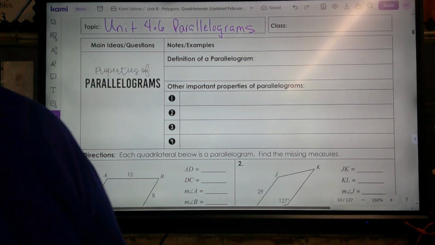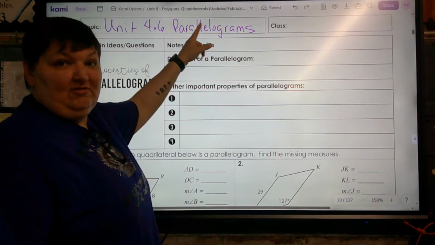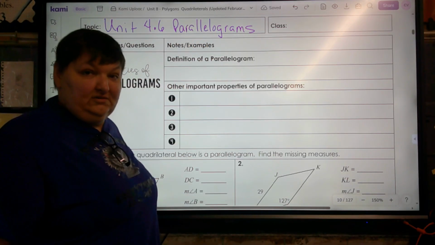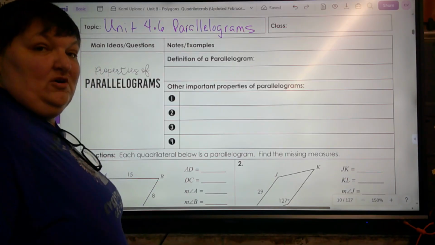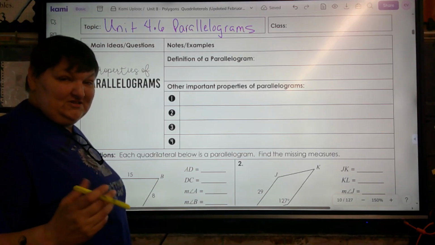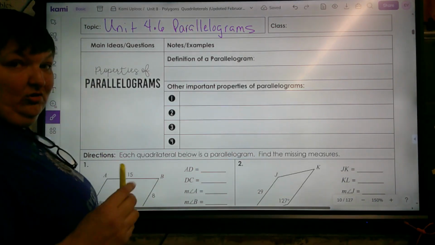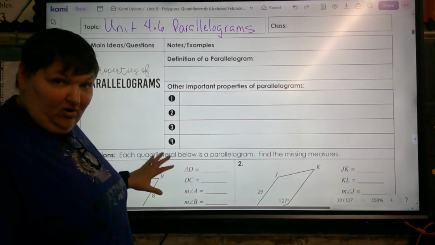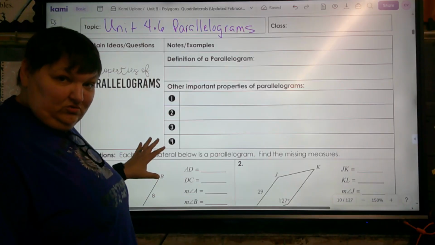Unit 4.6, Parallelograms. You should be writing this down in your notebook. This is your title. This is video 1. Yes, that means there will be multiple videos. You must follow instructions in the video carefully in order to get your smileys and practice sheet and mastery check. Step 1: Watch video, take notes.